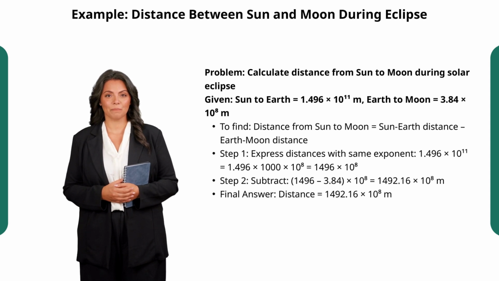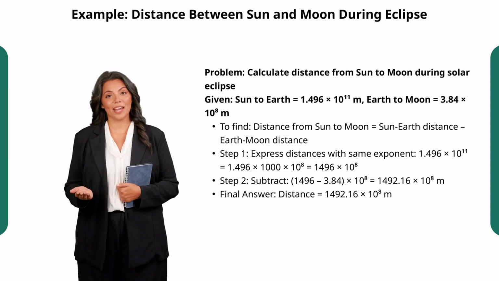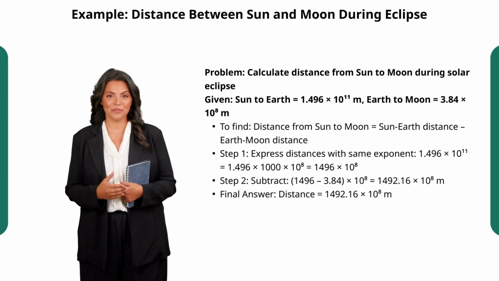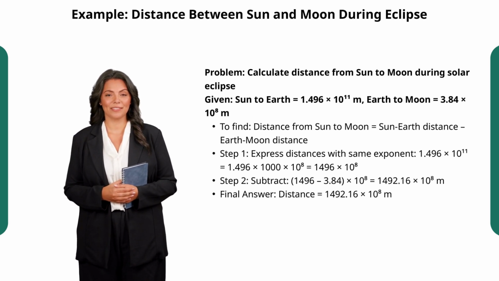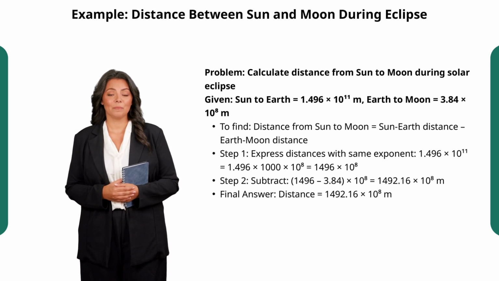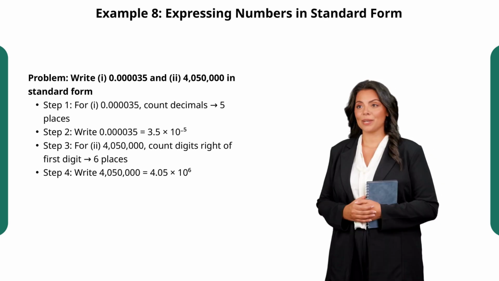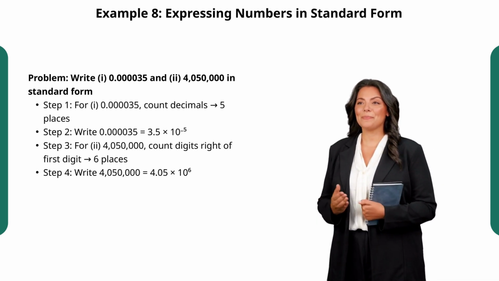Finally, writing this in proper standard form, it is approximately 1.49216 times 10 to the power 11 meters. This example demonstrates the importance of using the same powers of 10 to perform calculations with very large numbers easily. Try applying this method whenever adding or subtracting numbers in scientific notation. Let's put your knowledge to use by expressing given numbers into standard form.